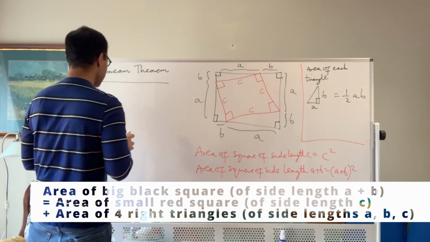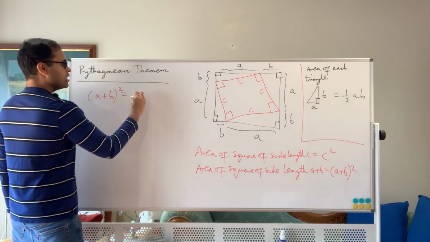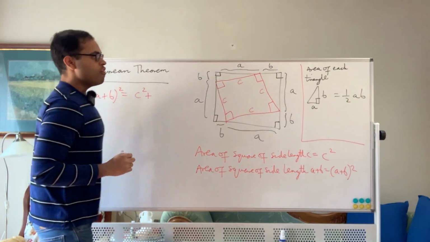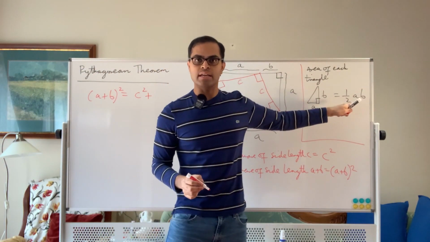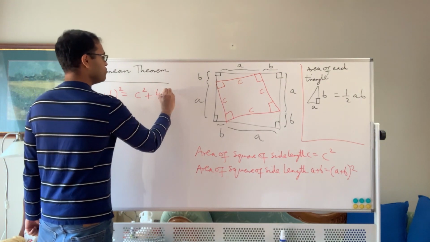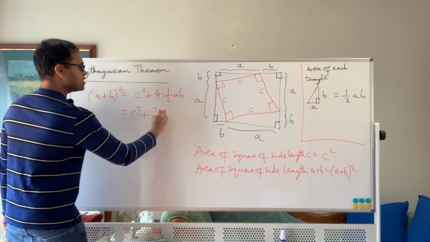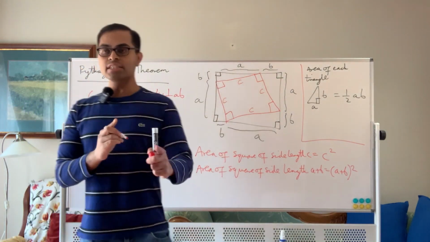I'm going to write this in red. A plus B squared is going to equal C squared plus 4 times half AB, because each triangle has area half AB. So 4 times half AB is just going to equal C squared plus 2AB. Okay, so C squared plus 2AB.